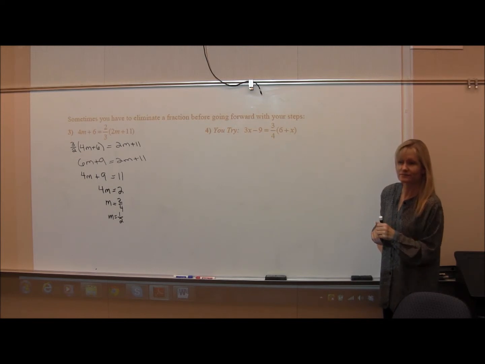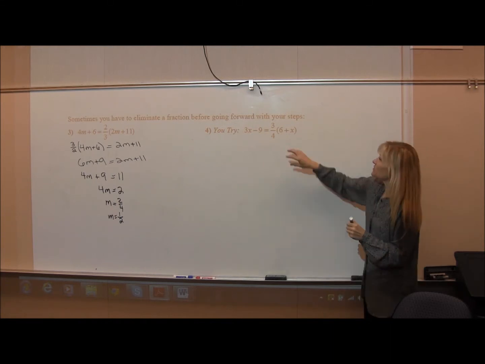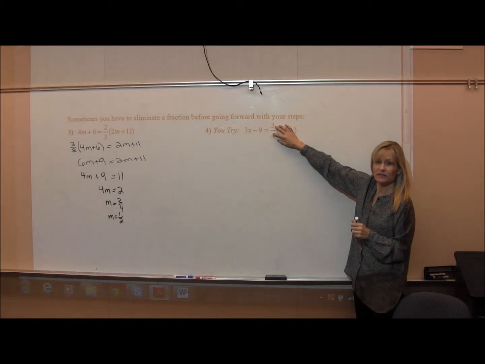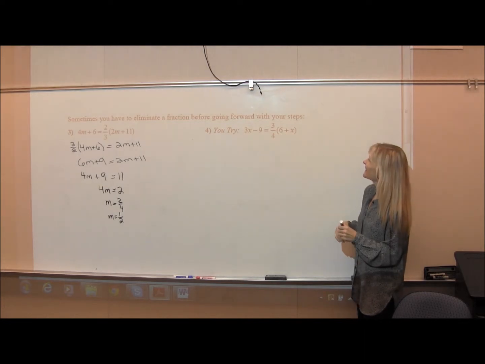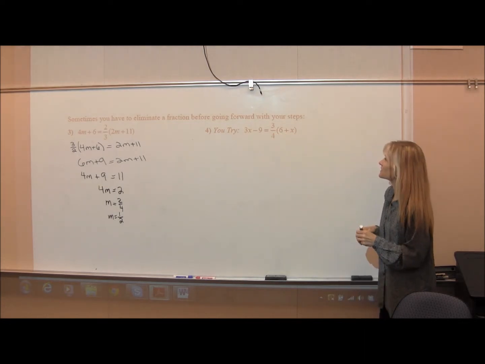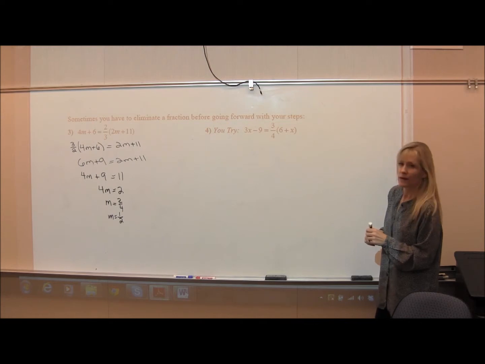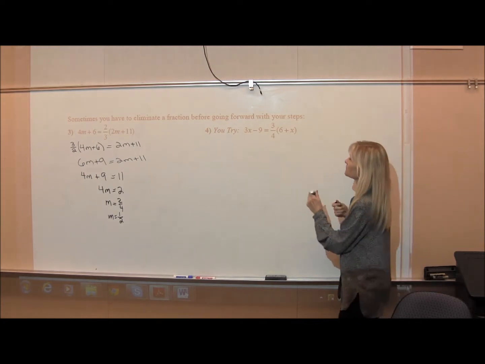What'd you get? 6. Is that what you got? I think I did mine wrong. You did? Now, did you multiply by the reciprocal? Or did you multiply everything by 4? Oh, okay, right, I knew that. Now, you could distribute this, but it just makes it, I think, a little harder. Let's try multiplying by the reciprocal.